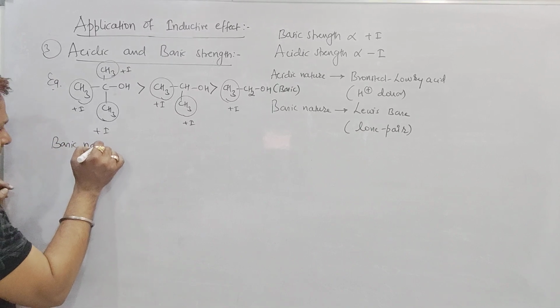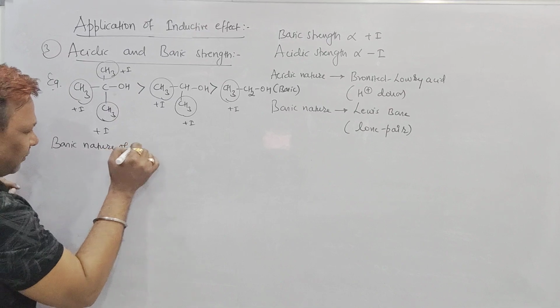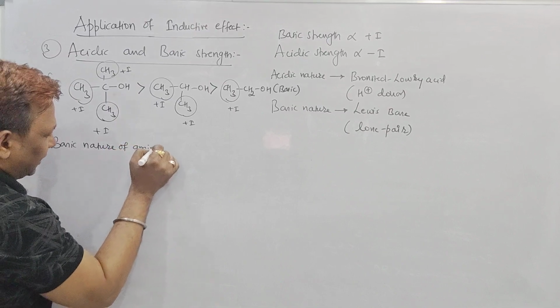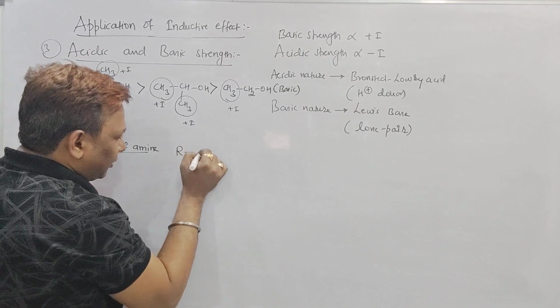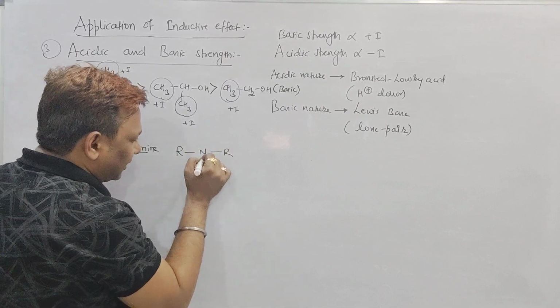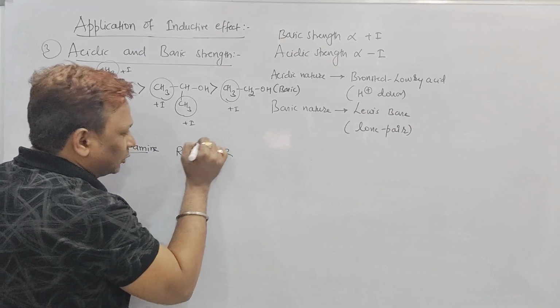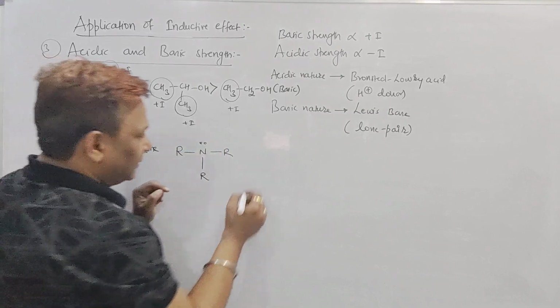Basic nature of amine. In amine, tertiary amine, do you know tertiary amine? This is R bonded with N, then bonded with R and R. It is having a lone pair. This is a tertiary amine.